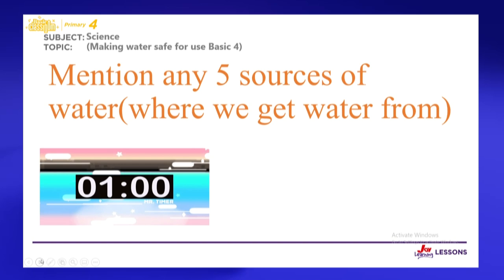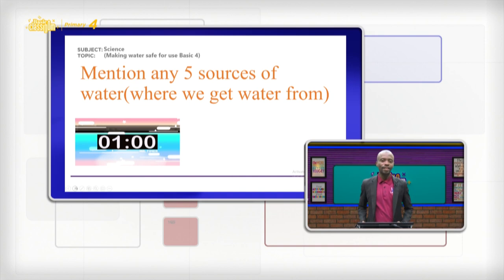So we get water from various places. We get water from so many places. So we say sources of water. Where we get water from, we say source of water. And you know some of those places that we get water from. Is that not so? All right. So take your notes and pens and write down any five sources. Just write five down for me right now. And your time starts now. In just a minute, five sources of water.